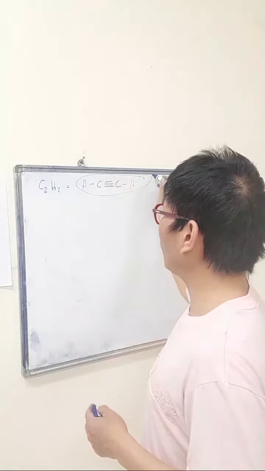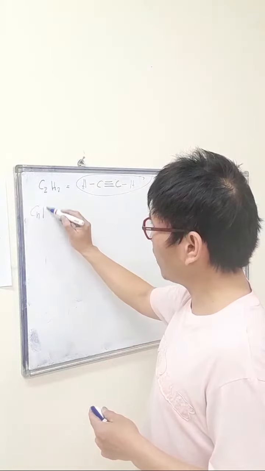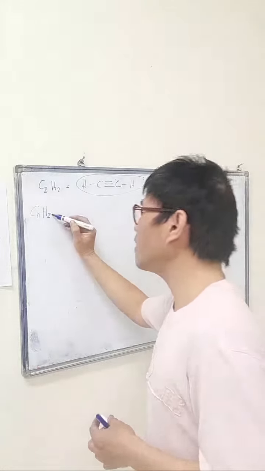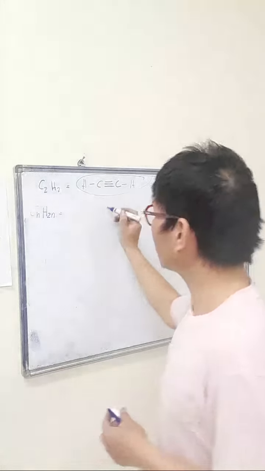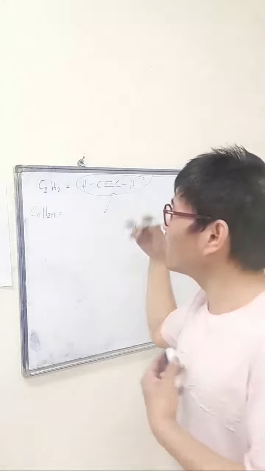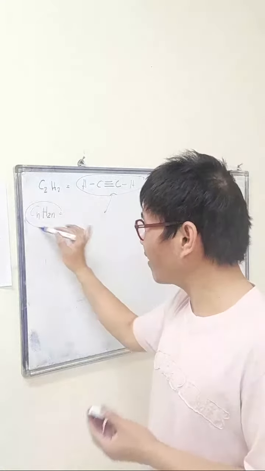Now, I have the formula CnH2n. Okay, guys, CnH2n, and I have this triple bond. I need to check if this is the correct formula.